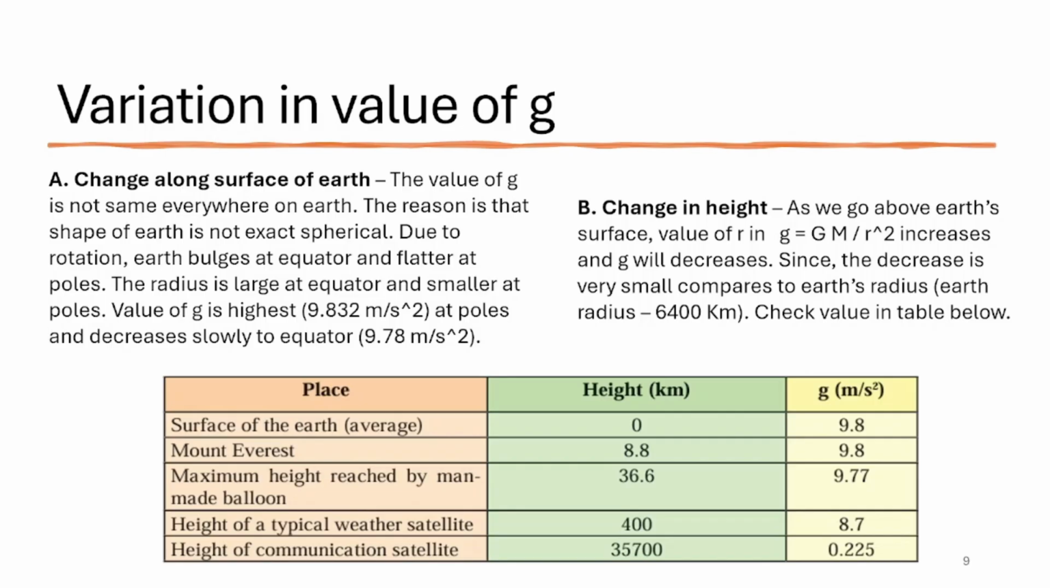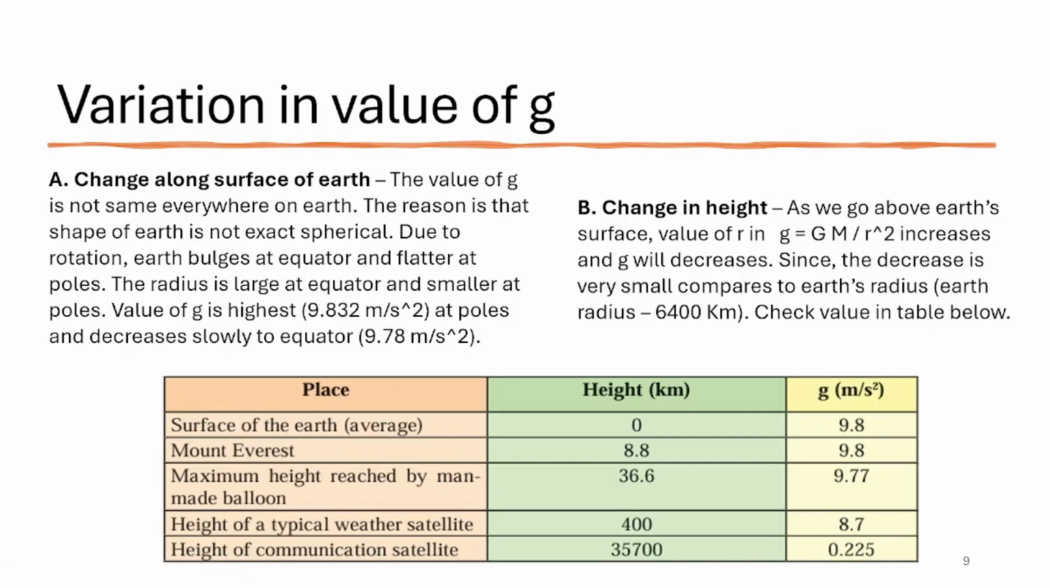The second point is change in height. As we go above the Earth's surface, the value of r in g equals GM upon r square will increase, and g will decrease. Simple, basic mathematics. Since the change in height is very small as compared to the Earth's radius, there will be very slight change or no change. But below is the table. You can check all these values.